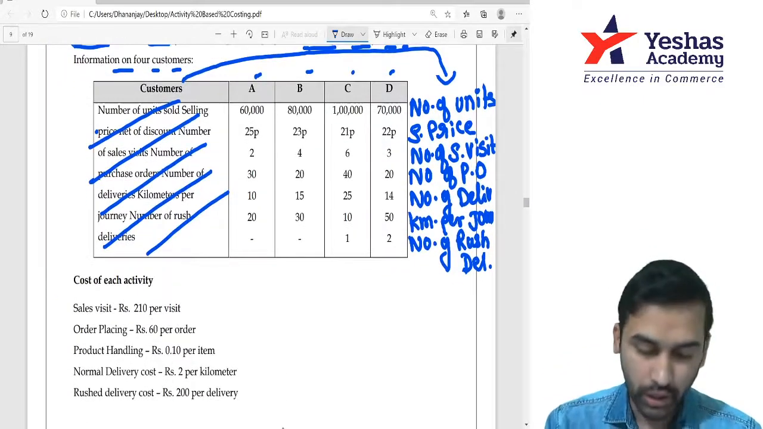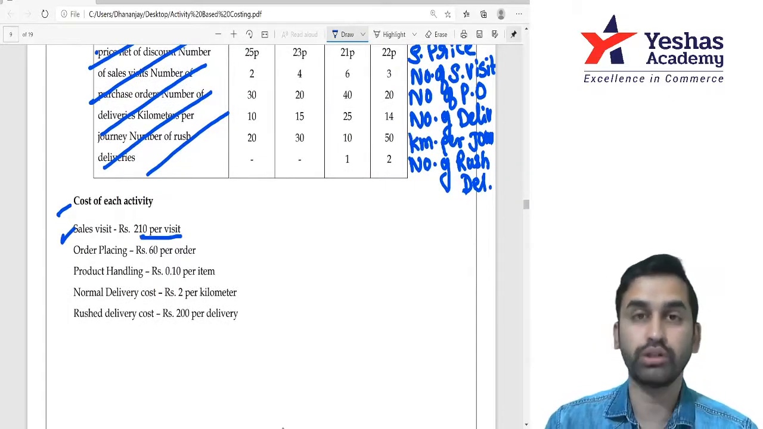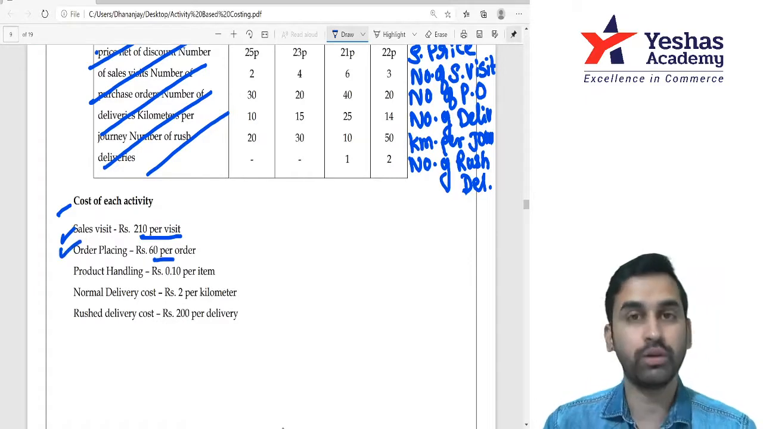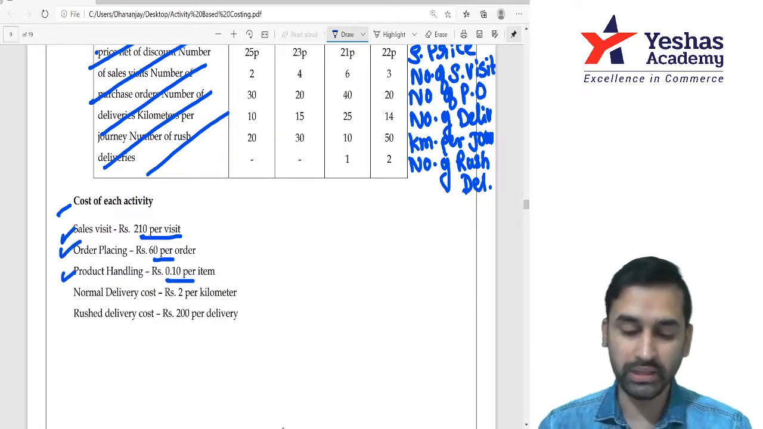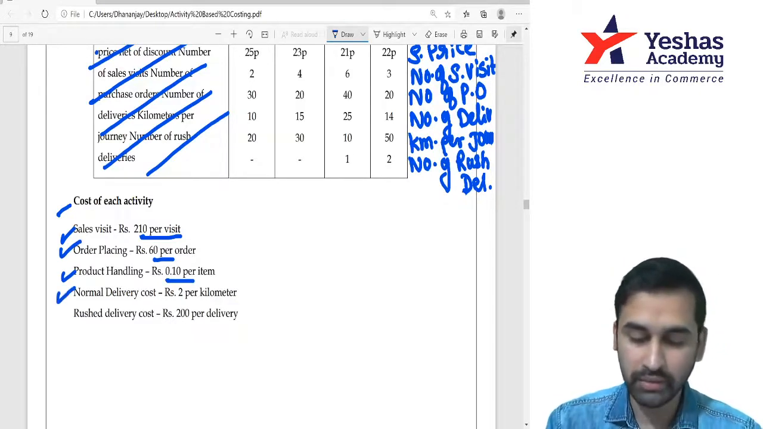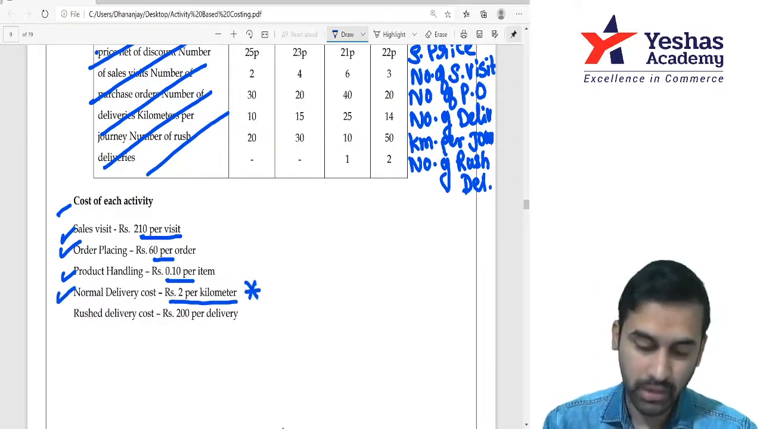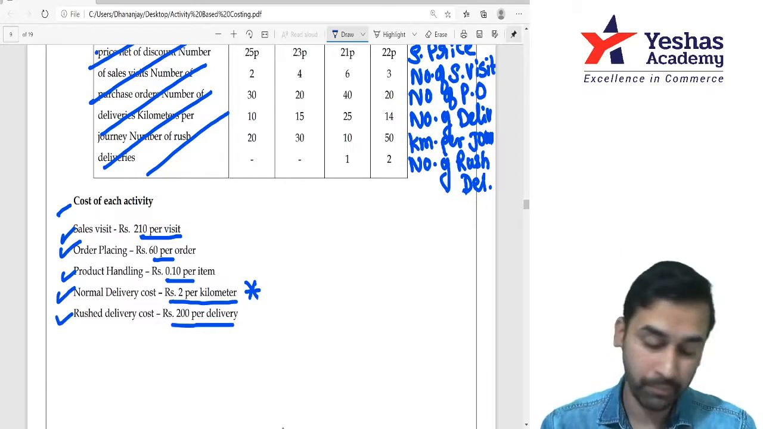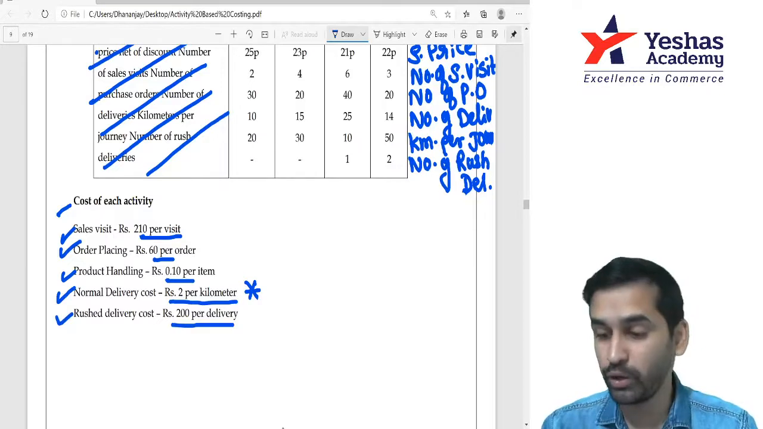Okay, yes. Cost of each activity. Sales visit, every visit will cost you 210 rupees. Order placing, every order will cost you 60 rupees. Product handling 0.10, that is 10 paise per unit or per item. Normal delivery cost is 2 per kilometer. This is important. Rush delivery cost 200 per delivery. This is easy, but normal delivery cost is 2 per kilometer.